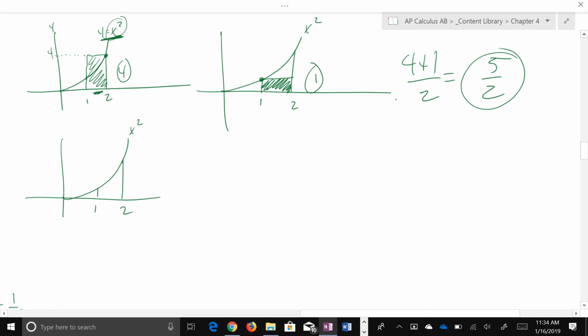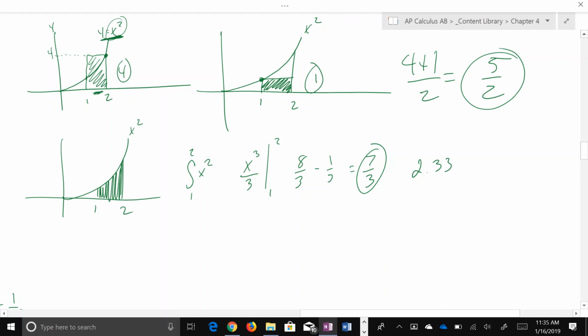All right. So we found the average of these areas. It's 5 halves. Let's find the actual real answer here. What would we do? We would integrate x squared between 1 and 2. Okay? So that would be x cubed over 3, from 1 to 2. That would be 8/3 minus 1/3, or 7/3. What's 7 divided by 3? Like 2.333. 5 halves is 2.5. They're pretty darn close. One's an average, one's the exact.